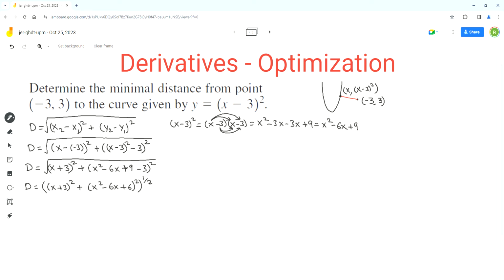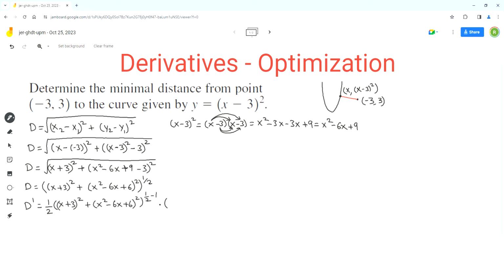Now for the derivative, we have to use the chain rule because there is an inner function and there is an outer function. The outer function is the exponential function with exponent one half. So we start with the derivative of the outer function and we'll use the power rule. So we move the exponent to the front, and then times (x + 3) squared plus (x squared - 6x + 6) squared, to the exponent one half minus 1, times the derivative of the inner function.